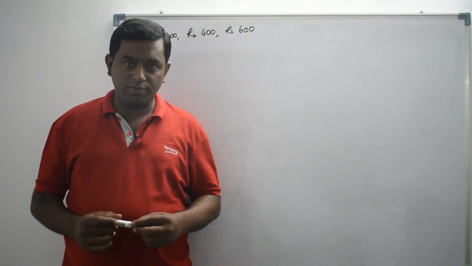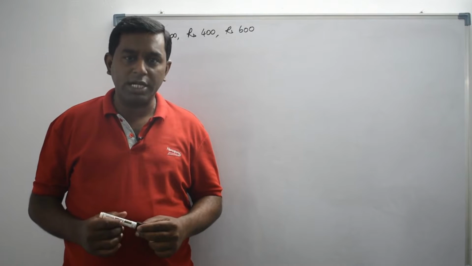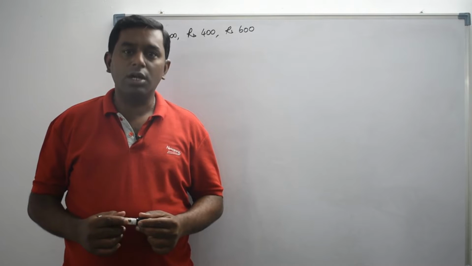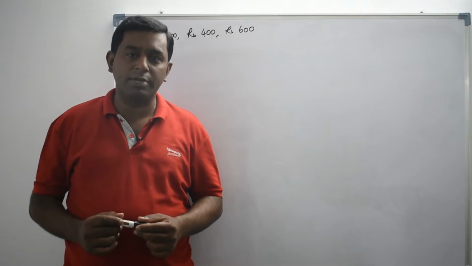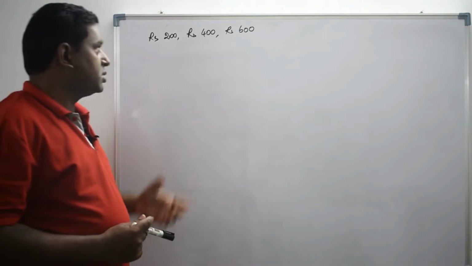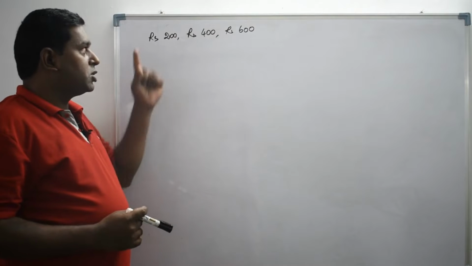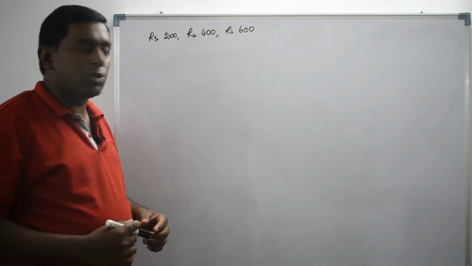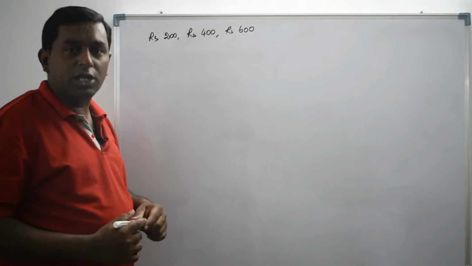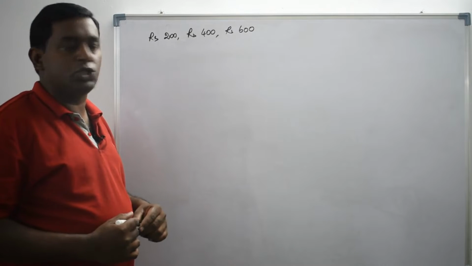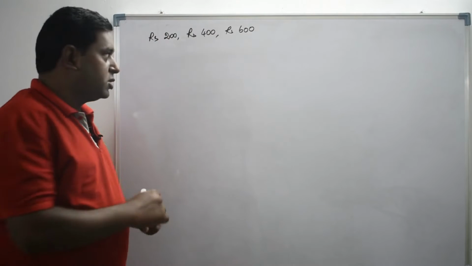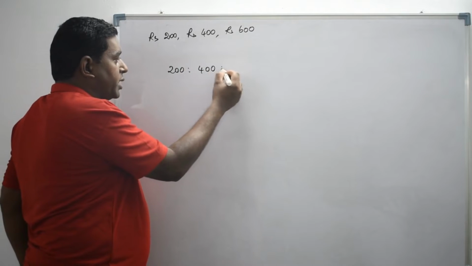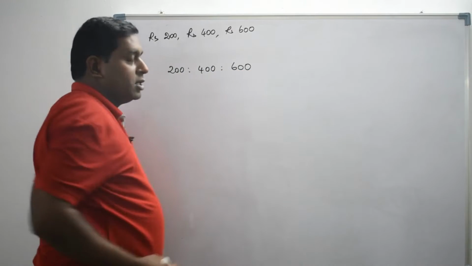What is continued ratio? If 3 or more quantities are compared, the term continued ratio will come into picture, and all the quantities must be of same kind. Let's look at an example. Here we have 3 quantities, rupees 200, rupees 400 and rupees 600. All these 3 quantities are same kind because all of them are rupees. So we can do ratio for these 3 quantities. So that is 200 is to 400 is to 600.